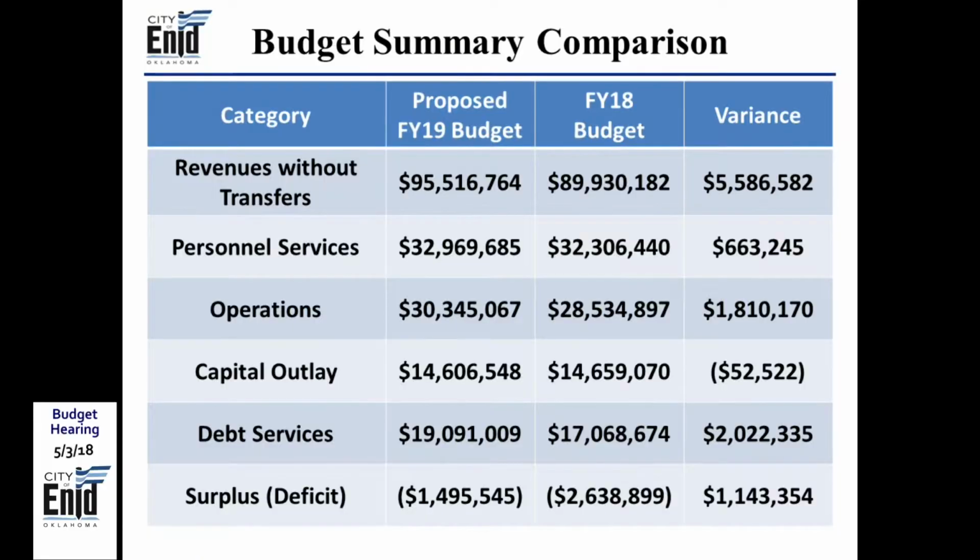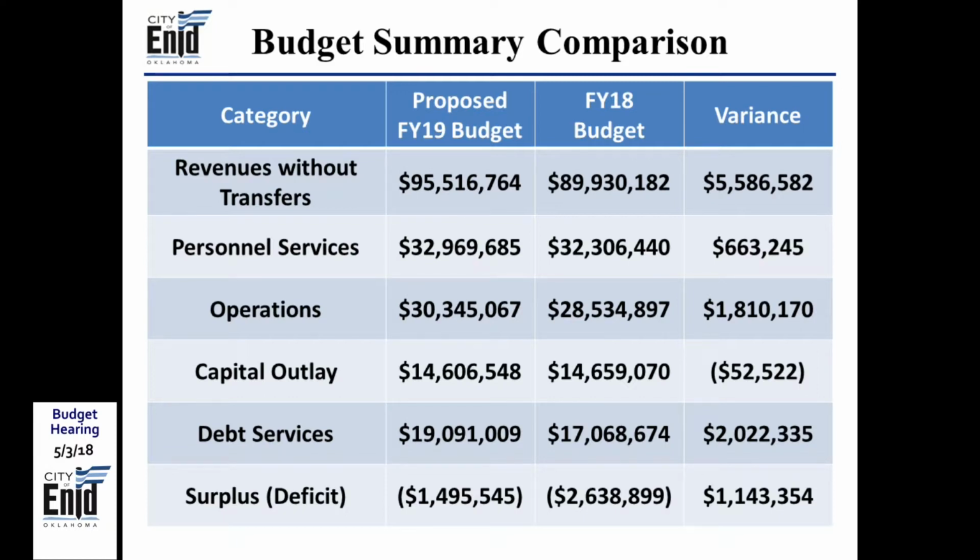All right, so when we look at these numbers for revenues and all these categories and look at it compared to the current year budget that we're in, you can see the variance. We have a $5.5 million true increase in revenues without transfers. Personnel services is up $663,000, operations $1.8 million, capital outlays down $52,000, debt services up $2 million, which we improved the overall position $1.1 million compared to last year's budget.